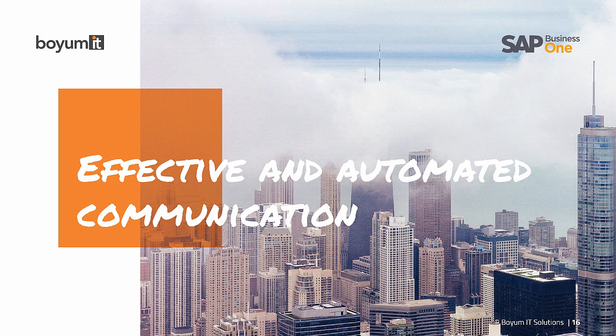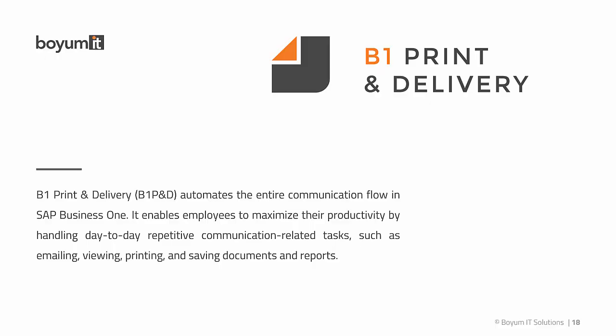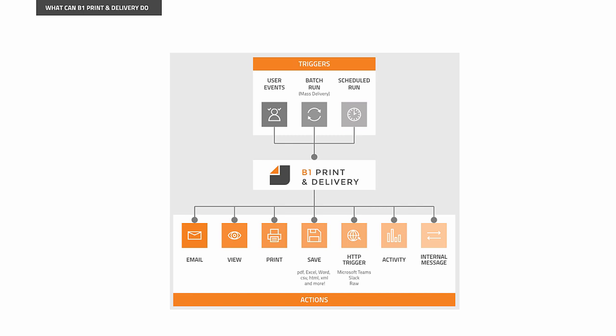Let's talk about how effective and automated our communication can be. The product's vision is to improve business communication and team collaboration. B1 Print and Delivery automates the entire communication flow within SAP Business One. It enables employees to maximize their productivity by handling day-to-day repetitive communications-related tasks, such as emailing, viewing, printing, and saving documents and reports. Print and Delivery can work with different user actions, triggered by user events, batch run as a mass delivery, or on a scheduled basis. We can have different actions in Print and Delivery: emailing, printing, saving, activities, internal messaging, and so on. We'll talk about these actions in a couple of minutes.